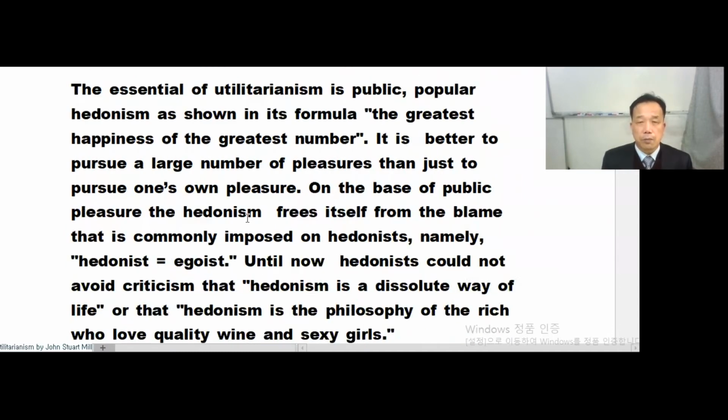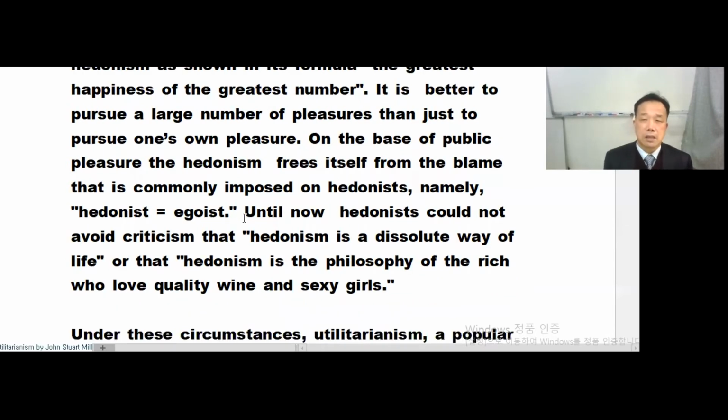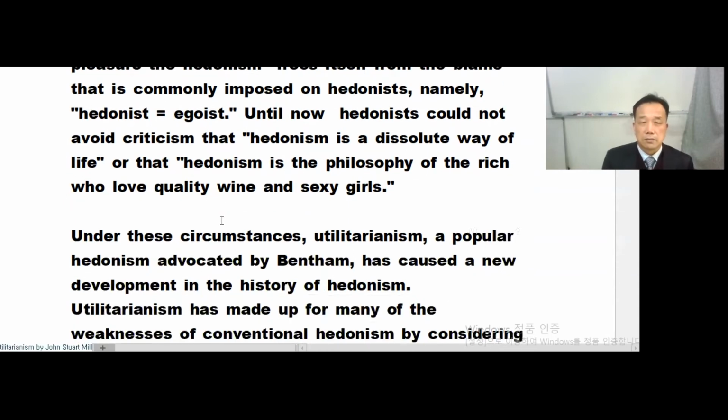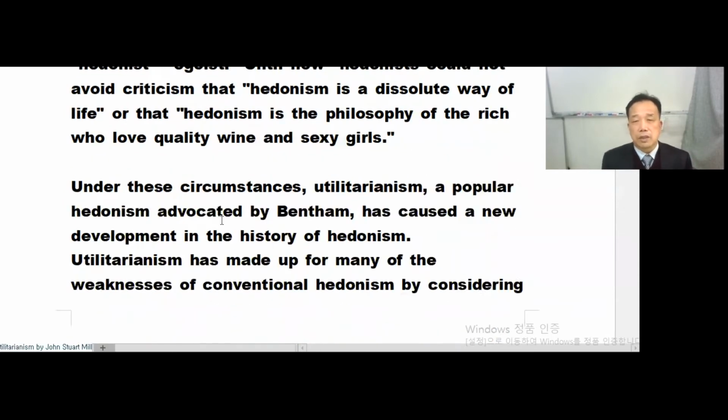On the basis of public pleasure, hedonism frees itself from the blame commonly imposed on hedonists, namely, that hedonists are egoists. Until now, hedonists could not avoid the criticism that hedonism is a dissolute way of life, or the philosophy of the rich who love quality wine and sex. Under these circumstances, utilitarianism or popular hedonism advocated by Bentham has caused a new development in the history of hedonism.